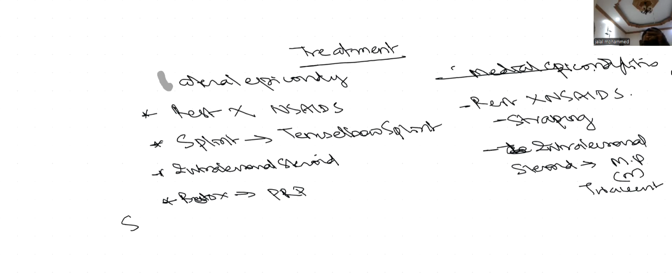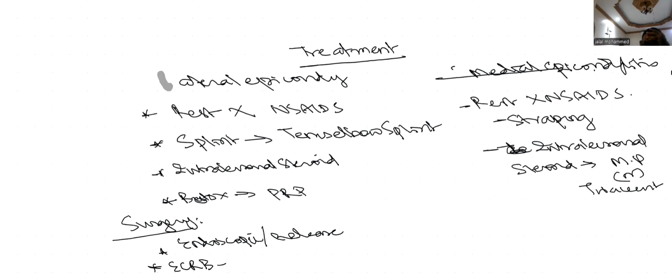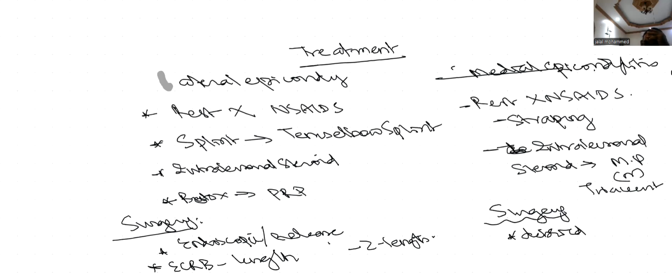Surgery for lateral epicondylitis is either endoscopic or open release, or you can go for ECRB lengthening, Z lengthening. For medial epicondylitis, you need to go for debridement of the inflamed tissue. This is all about your tennis elbow and golfer's elbow.